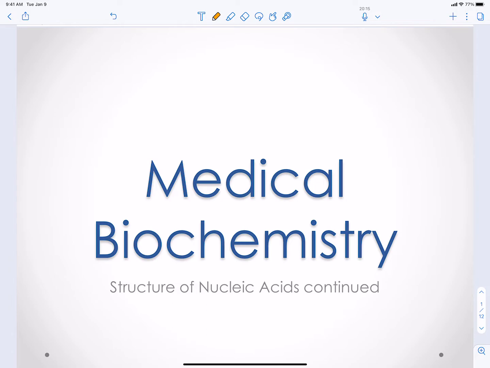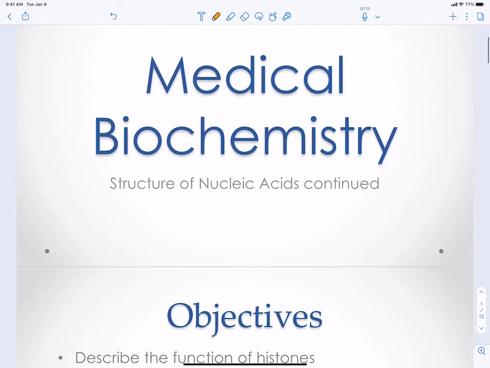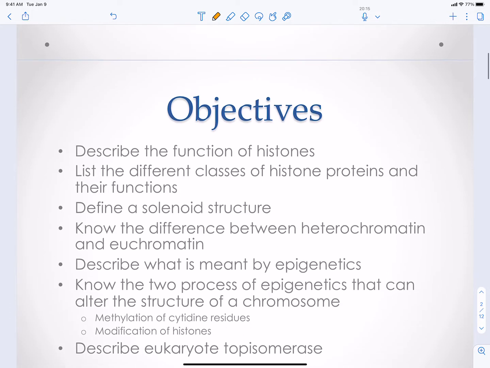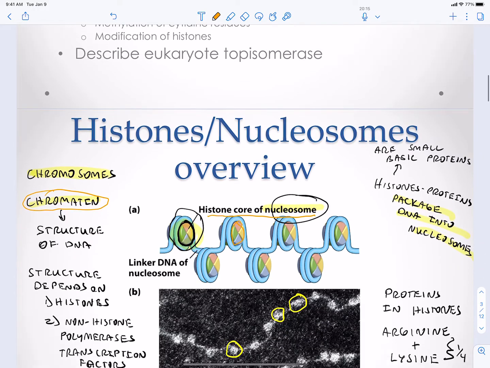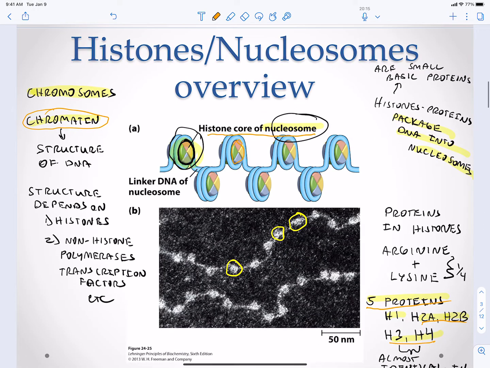Okay, so we're going to continue talking about the structure of nucleic acids. And in this part, we're going to talk about how the nucleic acids, your DNA in particular, are going to be packaged into your nucleus so that it fits. Some important proteins in this packaging are our histones, and so we'll discuss our histones and their functions. And then we're going to talk about the difference between heterochromatin and euchromatin and how that impacts epigenetics of different cells. So let's talk about histones.